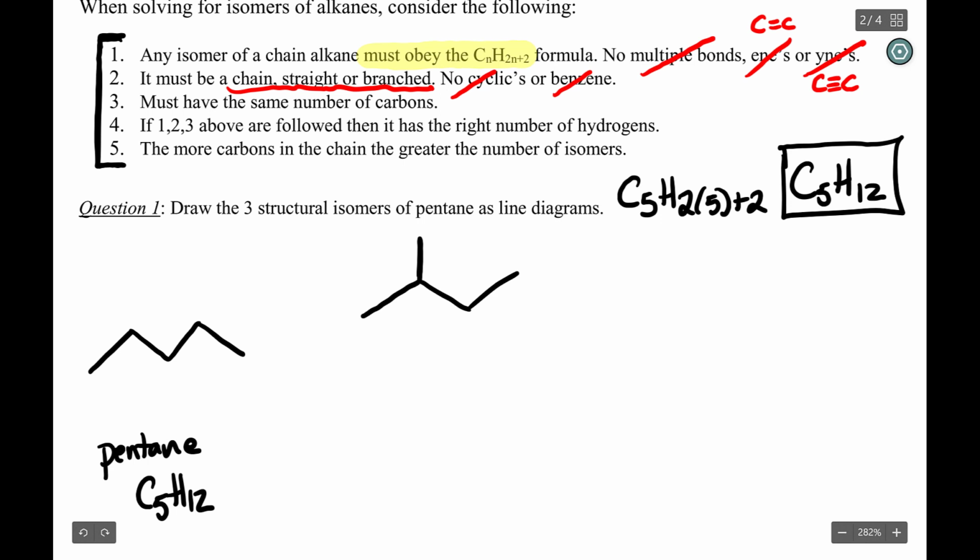So I'd still have my 5 carbons, 1, 2, 3, 4, 5, but my parent chain would be 4 instead of 5, and this would have the name 2-methyl, because there is a methyl group on the second carbon, butane.